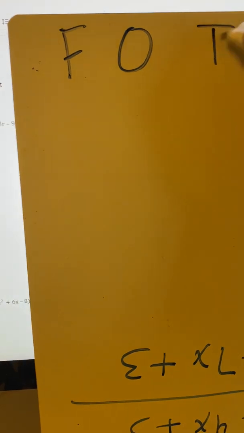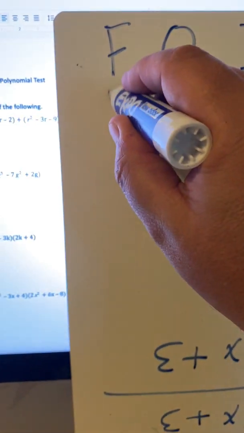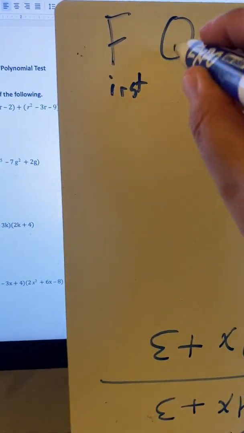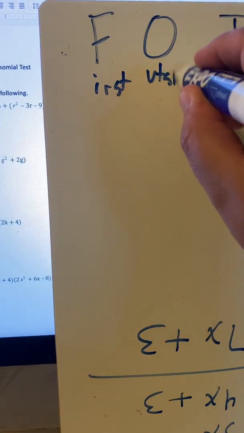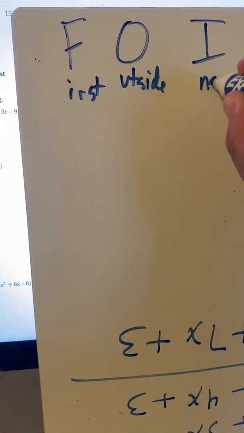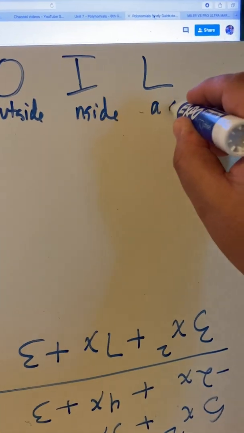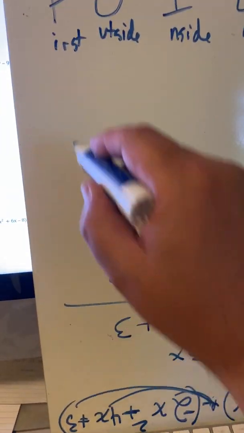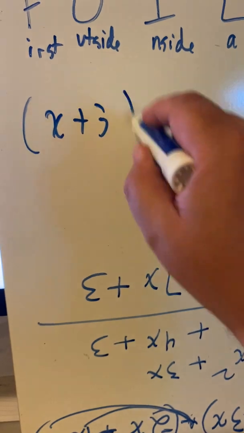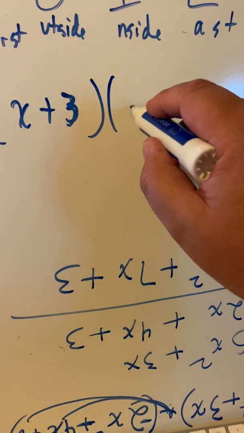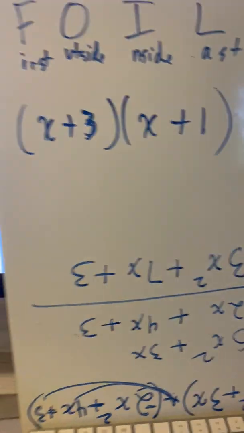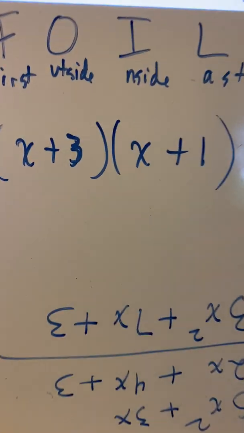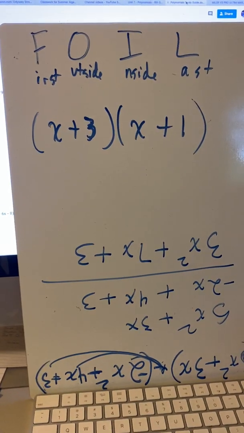FOIL. First, outside, inside, last. It's just an acronym. First, outside, inside, last. So if I've got x plus 3 times the quantity of x plus 1, okay, I use the FOIL method. First, outside, inside, last.